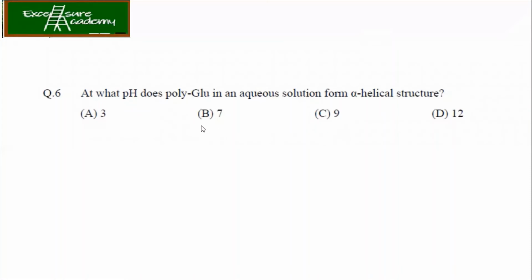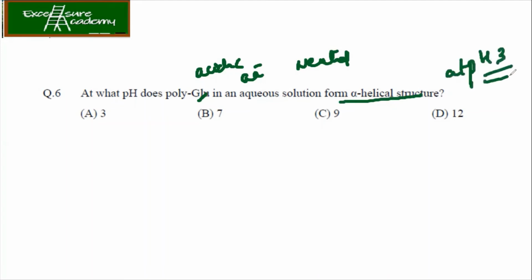So next question. At what pH does polyglutamate in an aqueous solution form an alpha helical structure? For this, we know that glutamate is actually an acidic amino acid, right? So at lower pH, it is going to be neutral. Polyglutamate is a polypeptide made up of only glutamate amino acid residues, and it forms an alpha helical structure. So the pH, let us say, is around pH 3. In this case, the polyglutamate is going to be correctly folded and all the side chains are going to be neutral, as I mentioned before.